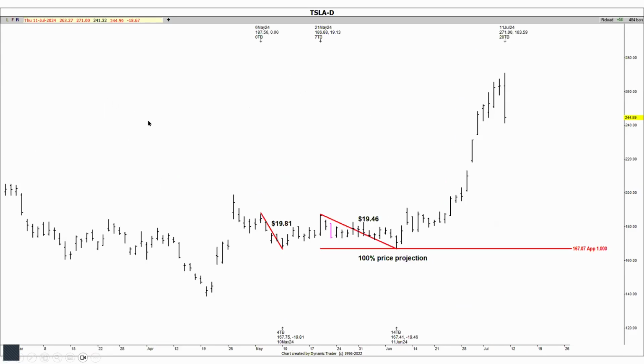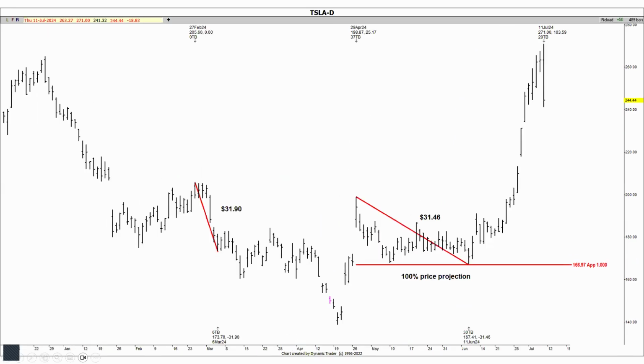All right, so this is the same chart of Tesla. You're just not seeing all of the chart at the same time. But here I had a symmetrical projection of a prior high to low swing. $19.81 projected from here gave us 167.07 for potential support. Okay, then on the same chart, we had another symmetry projection. We had a high to low, $31.90. I projected that from here, gave us some support a little bit below, 166.97.